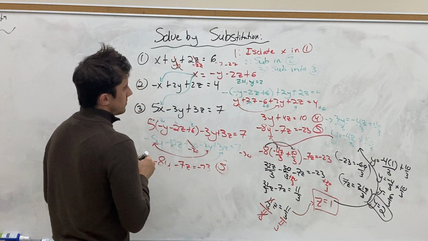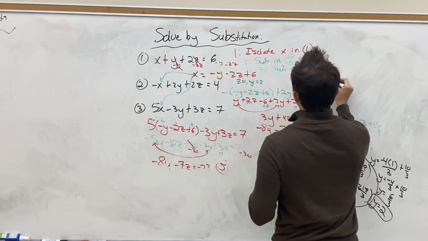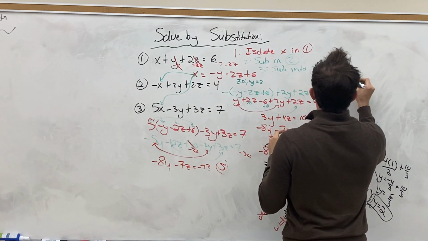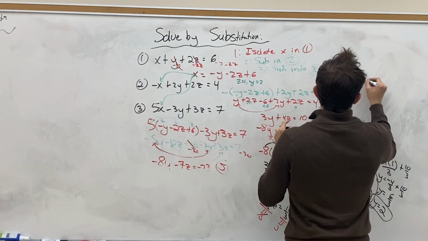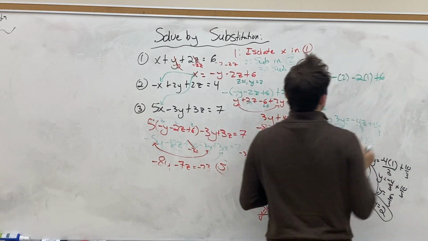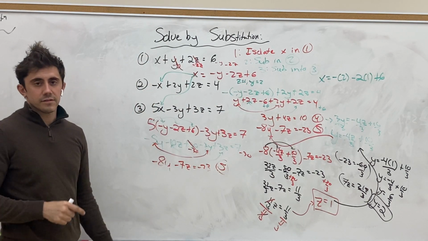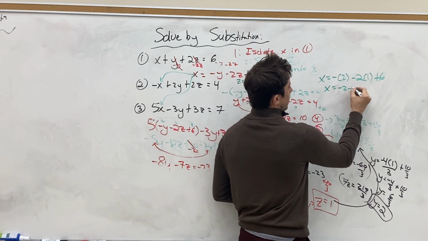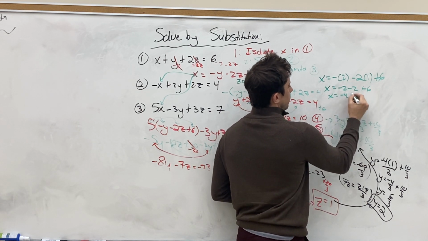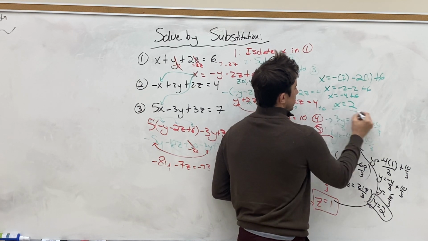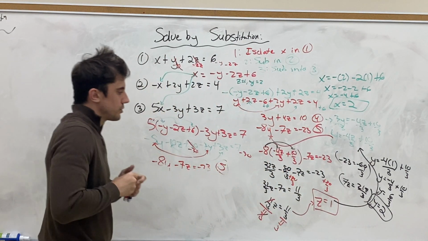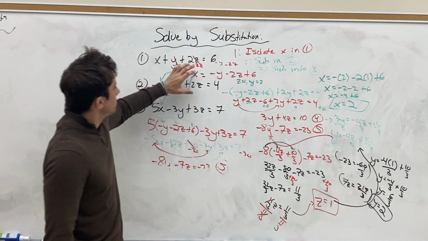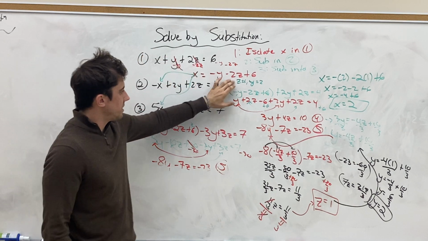And that's going to mean, let's do that over here, x is equal to negative y, so negative 2, minus 2z, so minus 2 times 1, plus 6, right? Subbing in our y and z values that we found, and solving for x, so x is negative 2 minus 2 plus 6, x is negative 4 plus 6, and finally, we find that x is equal to 2. And we are done.